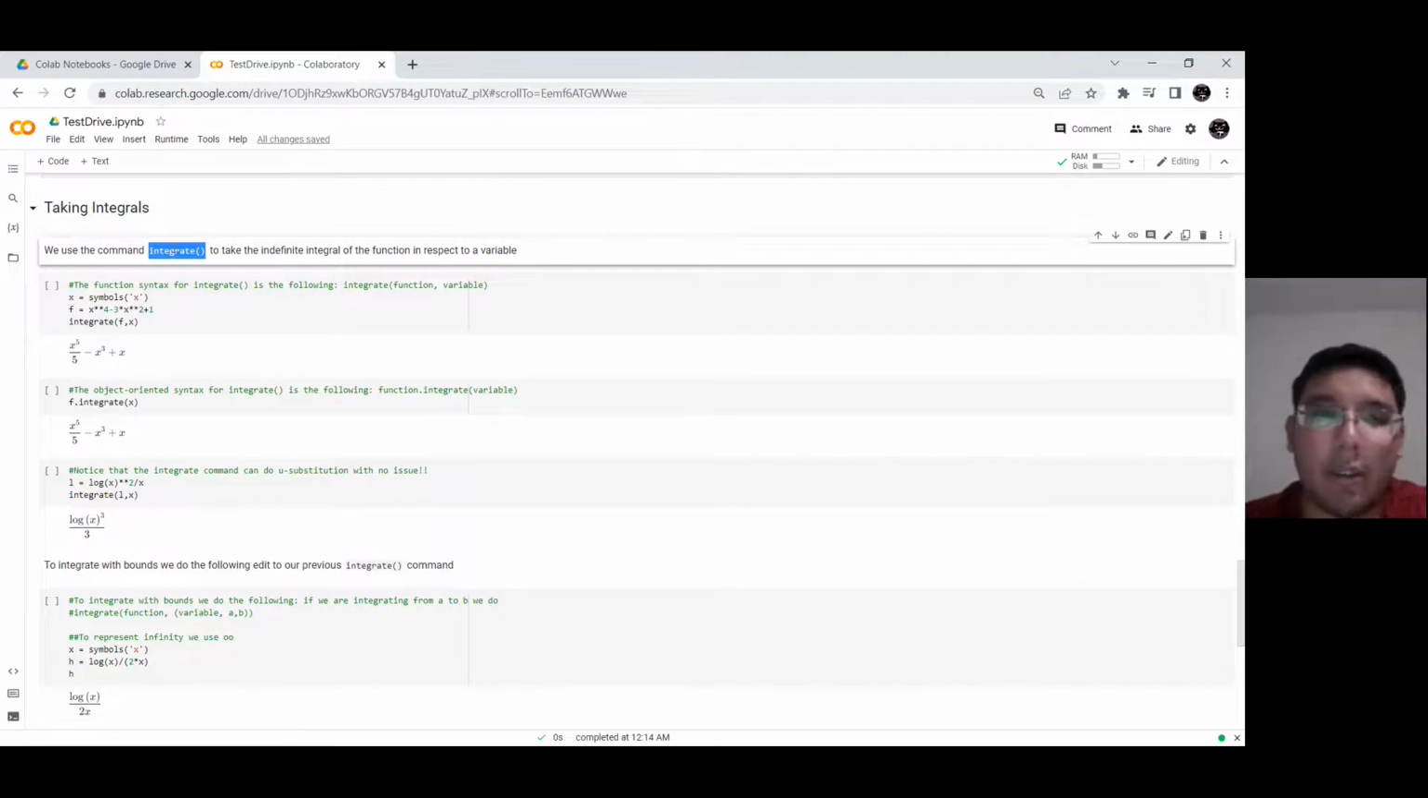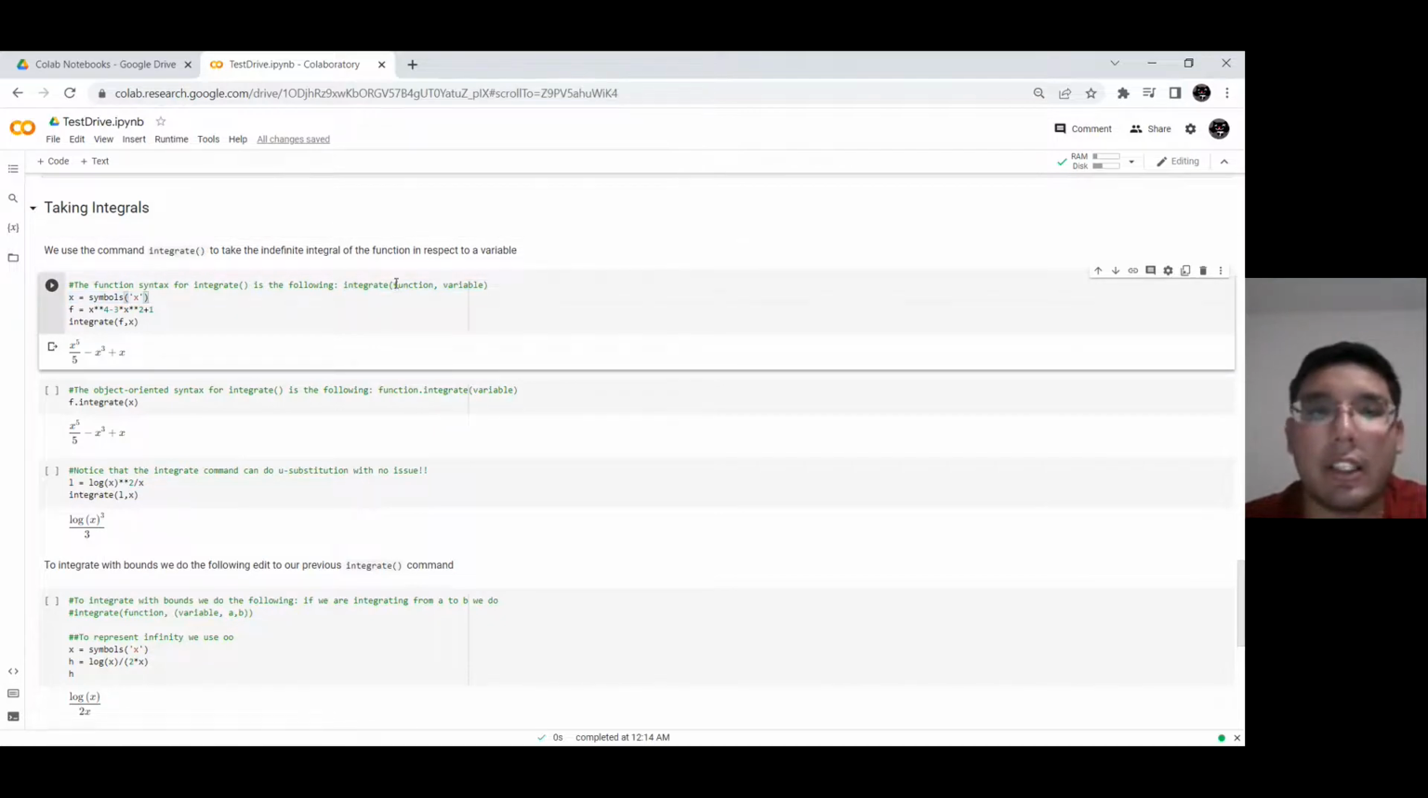So to take an integral, we use integrate. The syntax is exactly the same. We just switch the name of the command. So we use integrate, the name of the function, and the variable with respect to. In this case, let's say I wanted to integrate this expression, x to the fourth minus 3x squared plus 1. First I make x into a symbol, then we set that equal to some letter or some name. In this case, I chose f, and then I say integrate f comma x. And here it is. This is the integral of the function f.